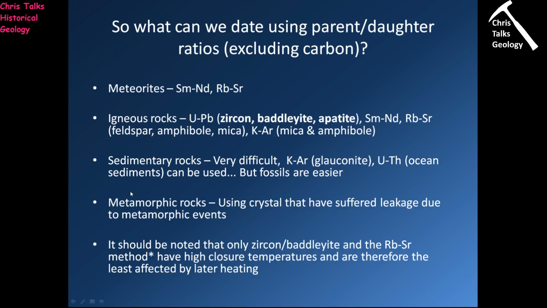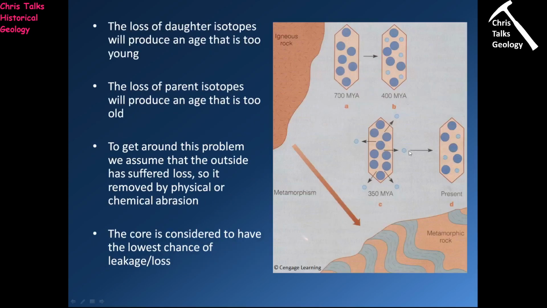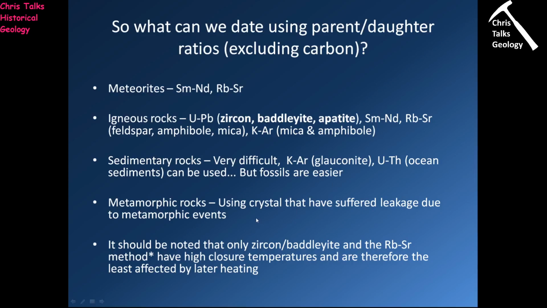Now, metamorphic rocks, as we just discussed, we can date when metamorphism took place using the timing of leakage. So we can use that to our advantage. But in terms of actually any other technique, no, we can't really use the primary crystals to date the formation of a metamorphic rock. We need to try and use the leakage to try and time when that metamorphism actually occurred.